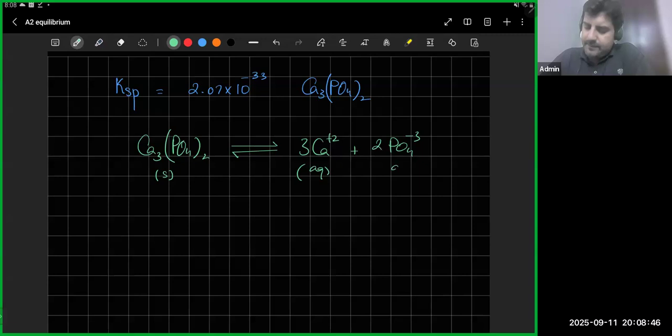Two phosphate ions. So now I don't know the amount of calcium phosphate that is actually dissolving in mole per dm cube. I have no idea. So simple, I'm just going to take that x mole per dm cube dissolves. On the other side, if that is the amount that dissolves in a saturated solution, there's going to be 3x mole per dm cube of calcium, 3 times. And the amount of phosphate ions produced is going to be 2x mole per dm cube. Is this clear?